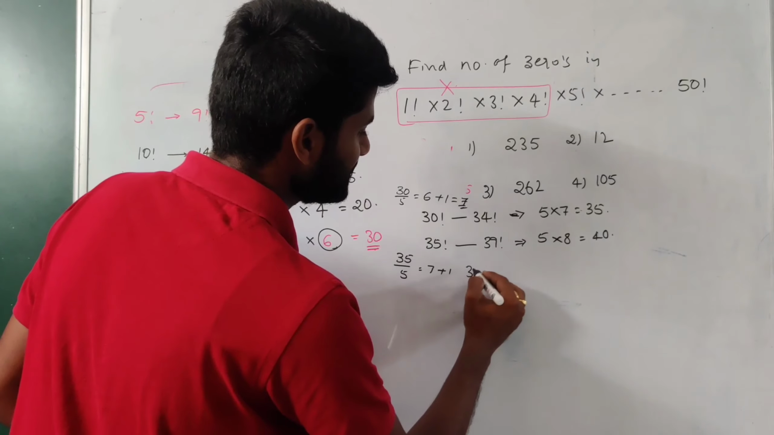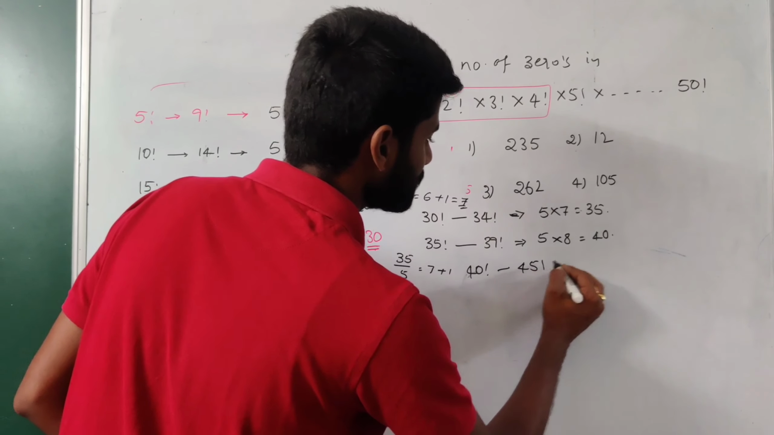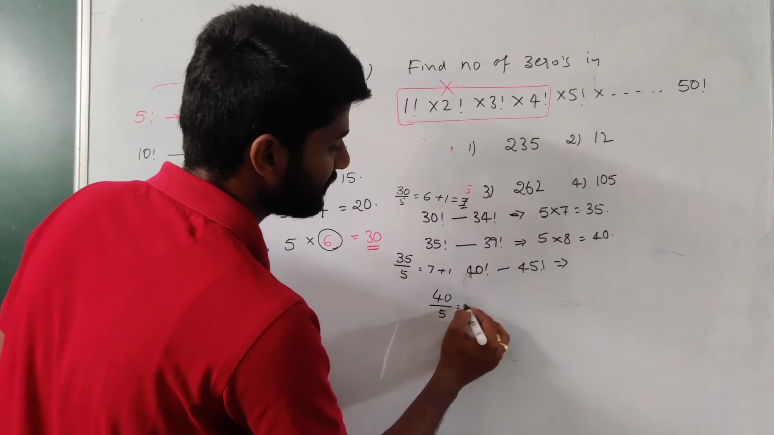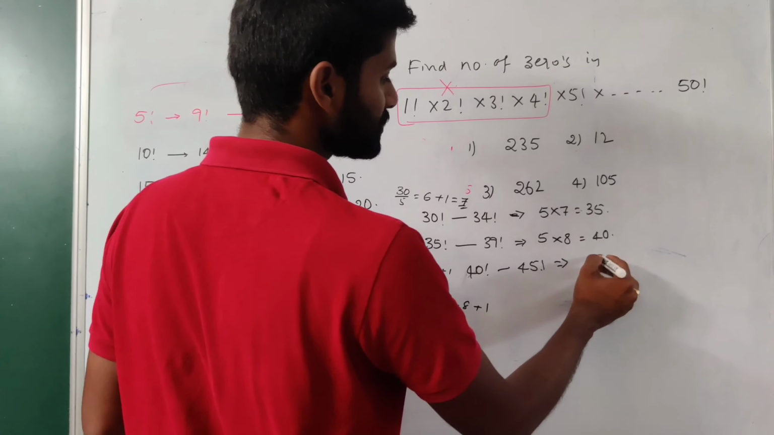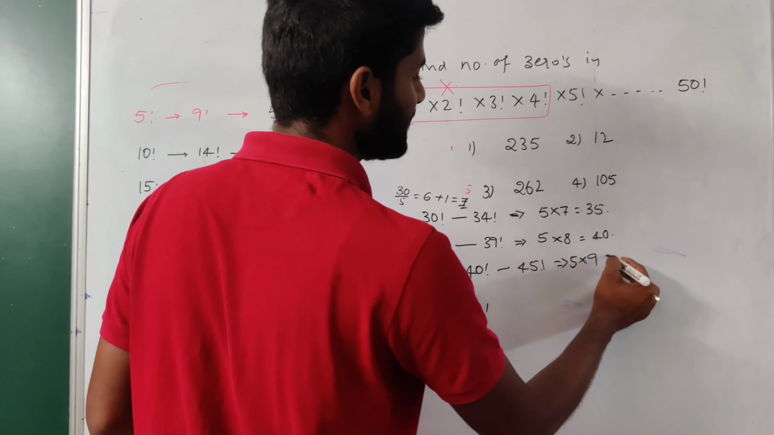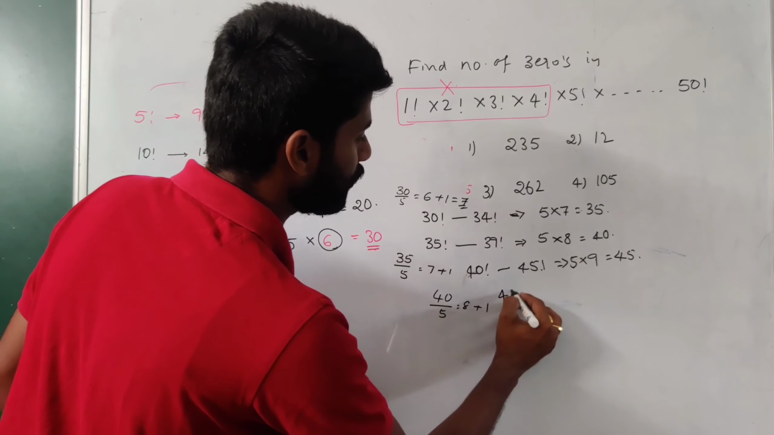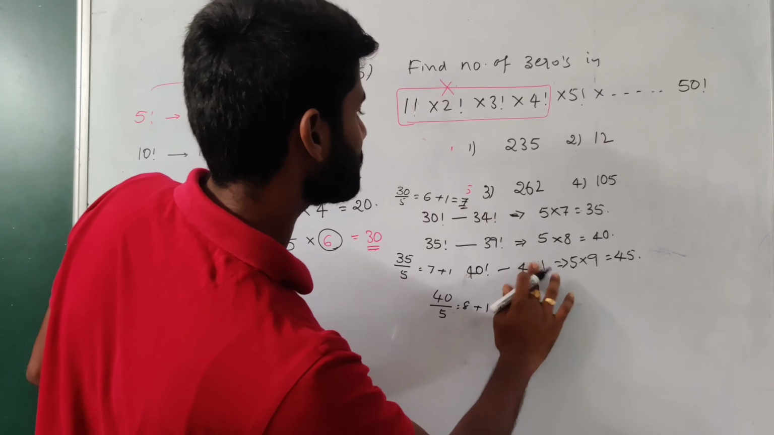Next one. I just go with 40 factorial to 44 factorial. So for 40 to 44 factorial, 40 divisible by 5 we get 8 zeros, and 8 divisible by 5 one time. Means the total number of zeros is 9. We have 5 numbers. 5 9's are 45.